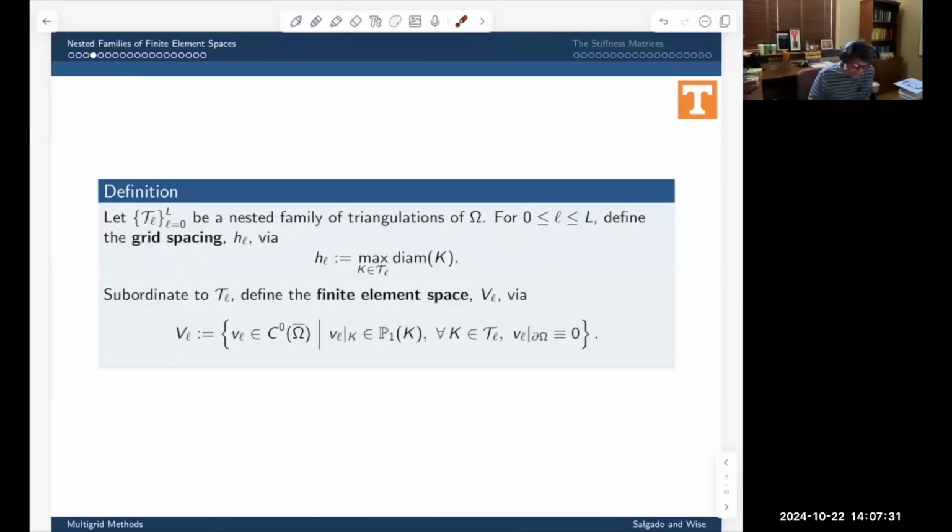So let T_L, L equals 0 to capital L, be a nested family of triangulations of omega. I hope that you agree that that can be done. And I should probably put in here that they are conforming triangulations, so no hanging nodes.